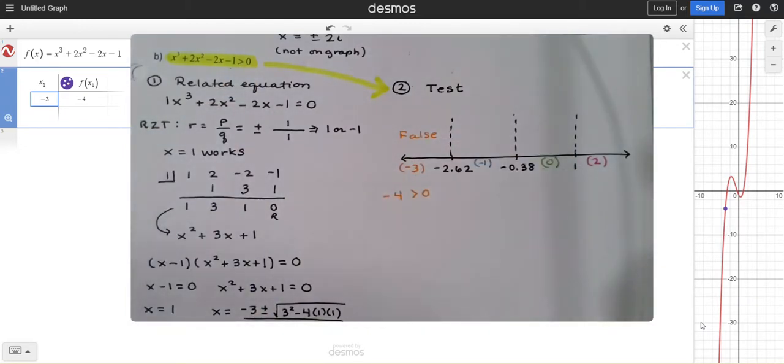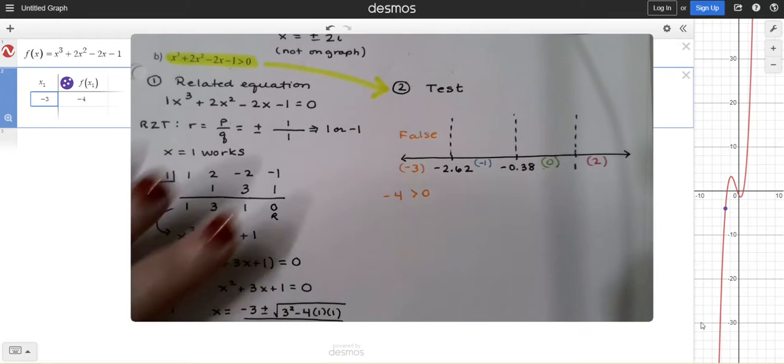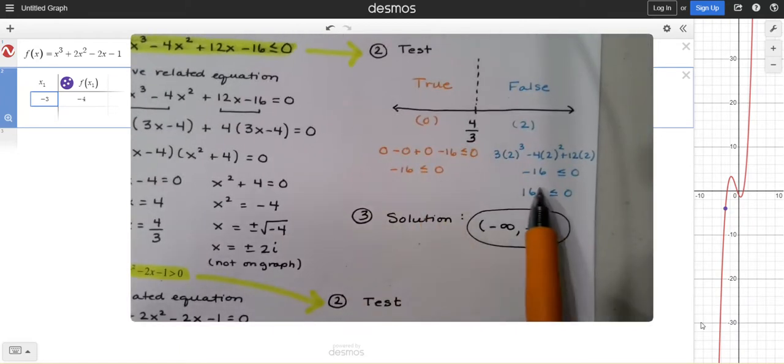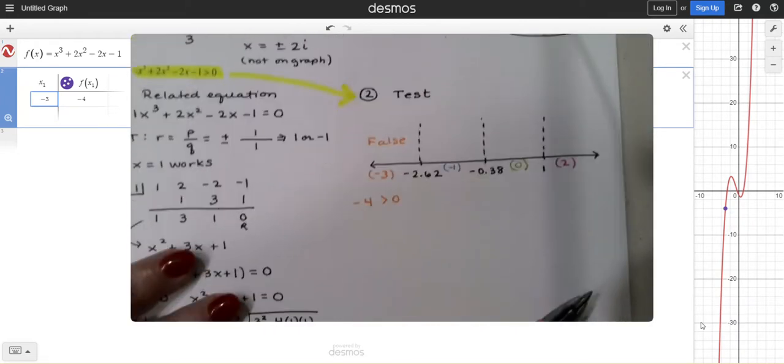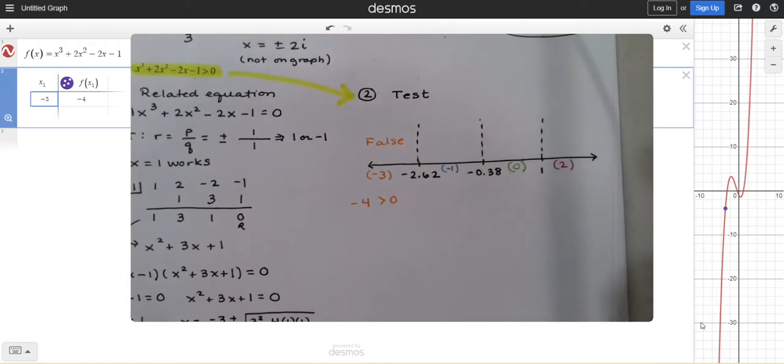I don't need to see you plugging everything in by hand like I wrote it out up here, but at a very minimum, I do need to see what happened when you plugged your test point in, even if you did it in Desmos. Tell me what the result was. Show me what that inequality would say so I know how you're getting your true or false.